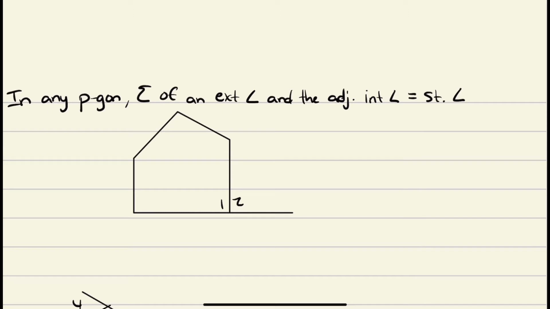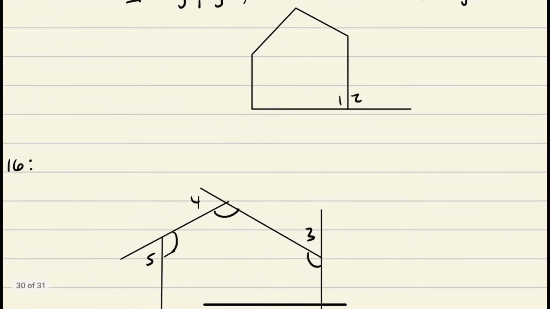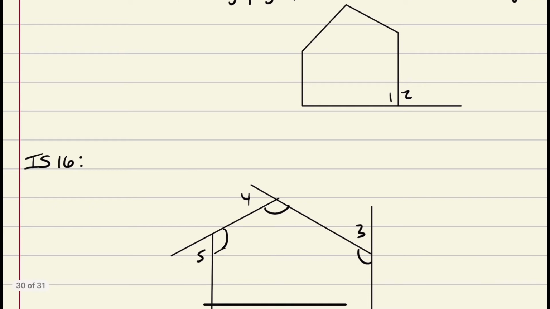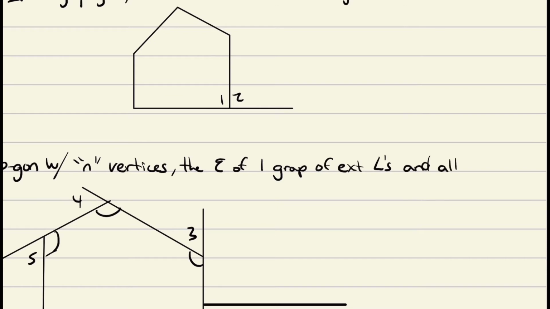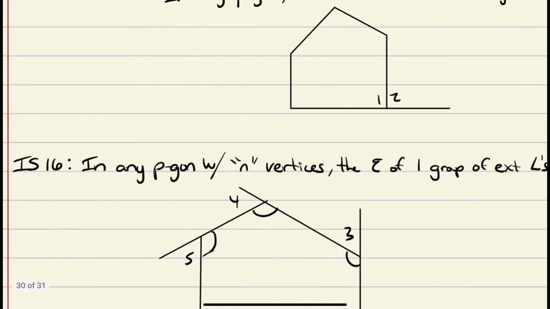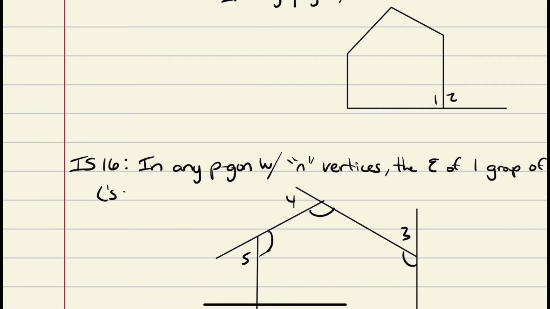Informal statement number 16. In any polygon with n sides, actually I'm going to say vertices, with n vertices, the sum of one group of exterior angles and all the interior angles equals n straight angles. Again, super basic.